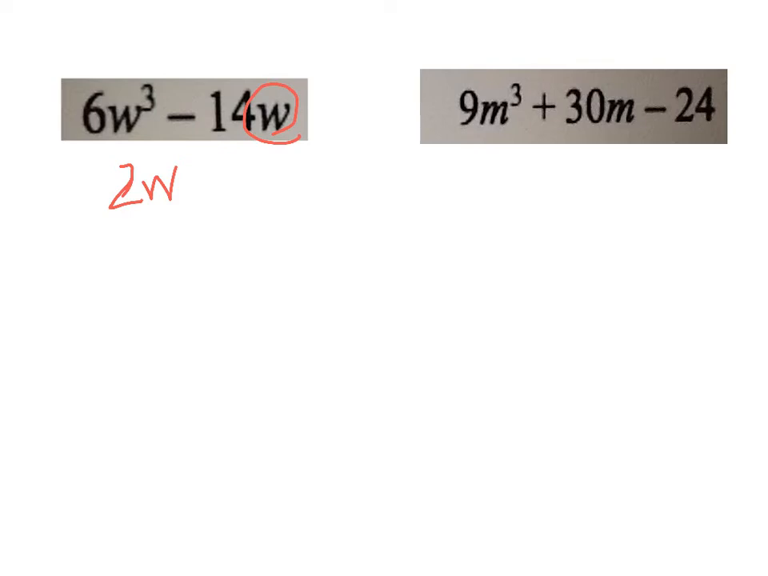Moving to this one, for our numbers, 9, 30, 24. The greatest common factor of all those is 3. And now for our variables, this one has one, and this one has one, but this one doesn't have one. So if not all of them have one, then you can't factor out, or you can't have a greatest common factor with a variable. So here the greatest common factor is just 3. If not every term has a variable, then your greatest common factor will just be a number. Okay, so that is finding the greatest common factor.